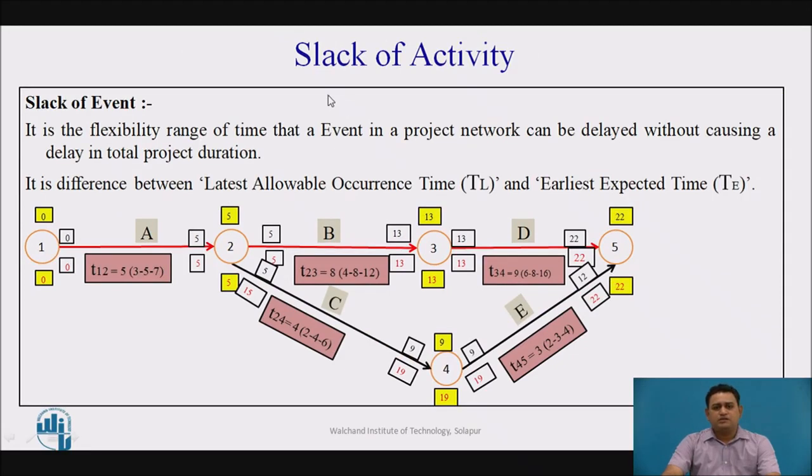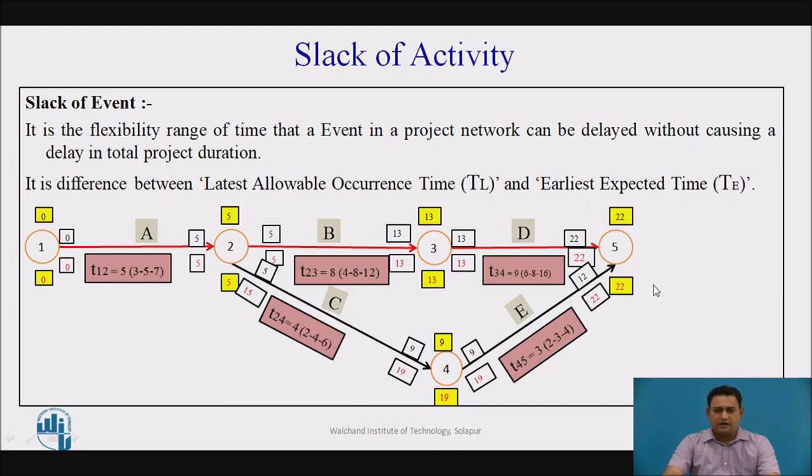Now, this is the slack of the activity. As we have seen in the CPM, there is a float. In PERT, there is a slack. The slack is a flexible range of time that an event in a project network can delay without affecting the overall project duration. The value of the slack is obtained by the difference between the latest allowable occurrence time and the earliest expected time.